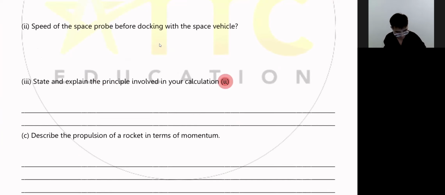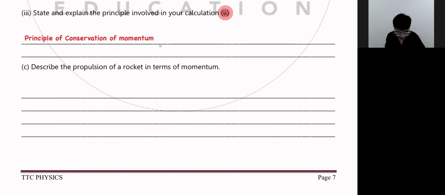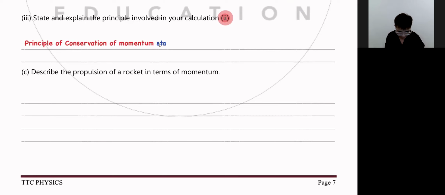So you have to remember what this is called. Conservation of momentum. Sorry, it's called the principle of conservation of momentum. Principle means rule. So you are using this rule to calculate the answer in part B1 and part B2. And what does this rule state? So you just have to explain. It states that, remember, what does it say?